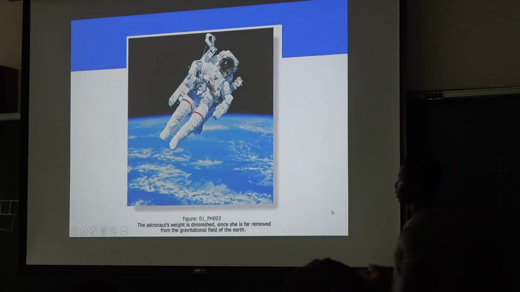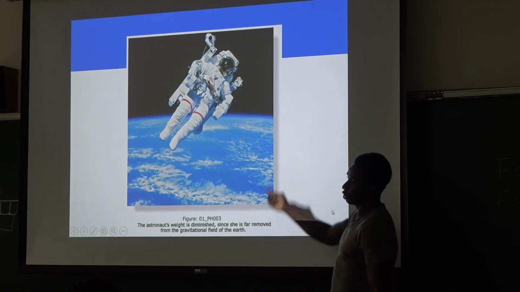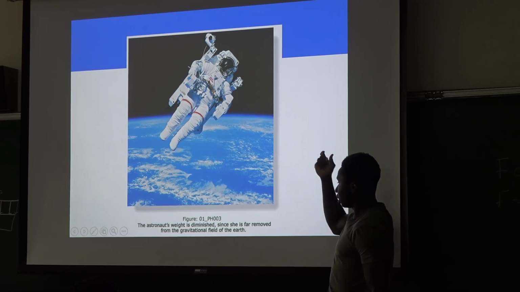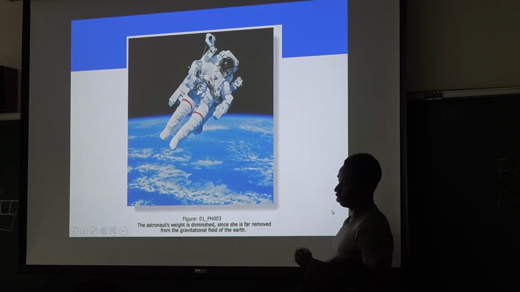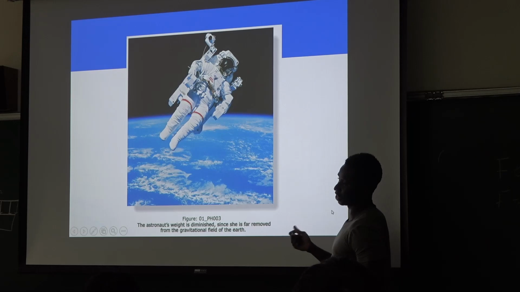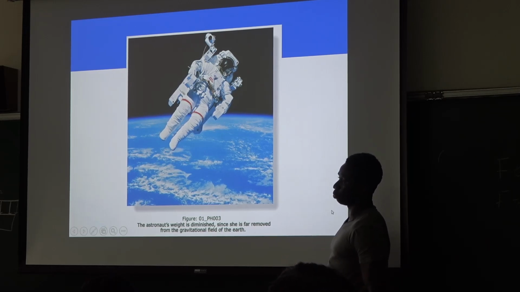Okay, so here is just an example. It says the astronaut's weight is diminished in space. Why? Because the astronaut is actually very far removed from the gravitational field of the Earth. So that R is very huge. It's too big, so the value of g is significantly smaller. So if the value of g is significantly smaller, then weight will become really small too.